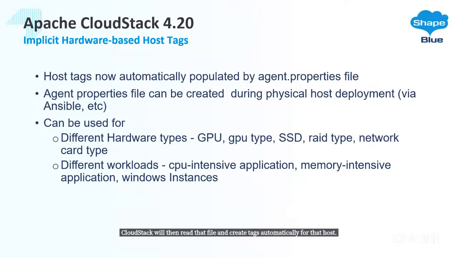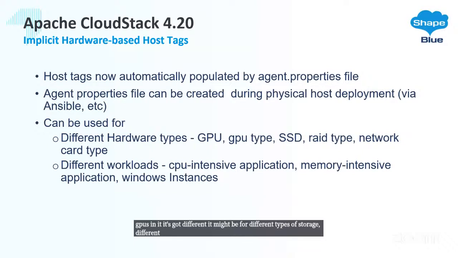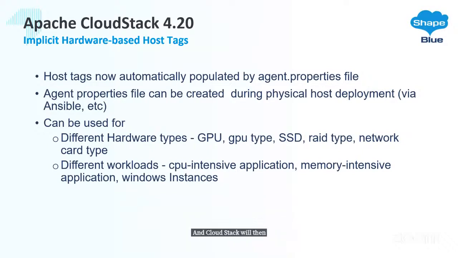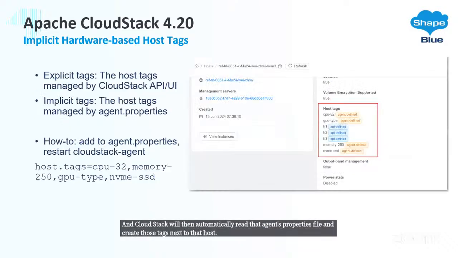It uses the agent's properties file, which has been there forever and a day. So people can use this to, for example, specify the host they've added has GPUs in it. It might be for different types of storage, different types of network card, etc. And CloudStack will then automatically read that agent's properties file and create those tags next to that host. So there's an example there.